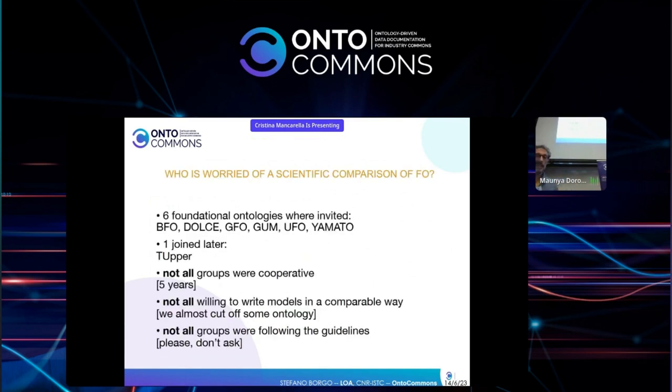Now, the special issue started with six teams, six foundational ontologies that the teams agreed to work with: BFO, DOLCE, GFO, GAM, UFO, and Yamato. And later, as we learned this morning, another ontology joined because it became relevant enough or developed enough to be part of it, since the attitude was the right one. You see that there are ontologies quite famous out there which are not here. That was a choice because foundational means something important here, especially in terms of attitudes toward the philosophical motivation and the interest in describing it beyond the fact that you have a coherent logical theory that supports what you claim.